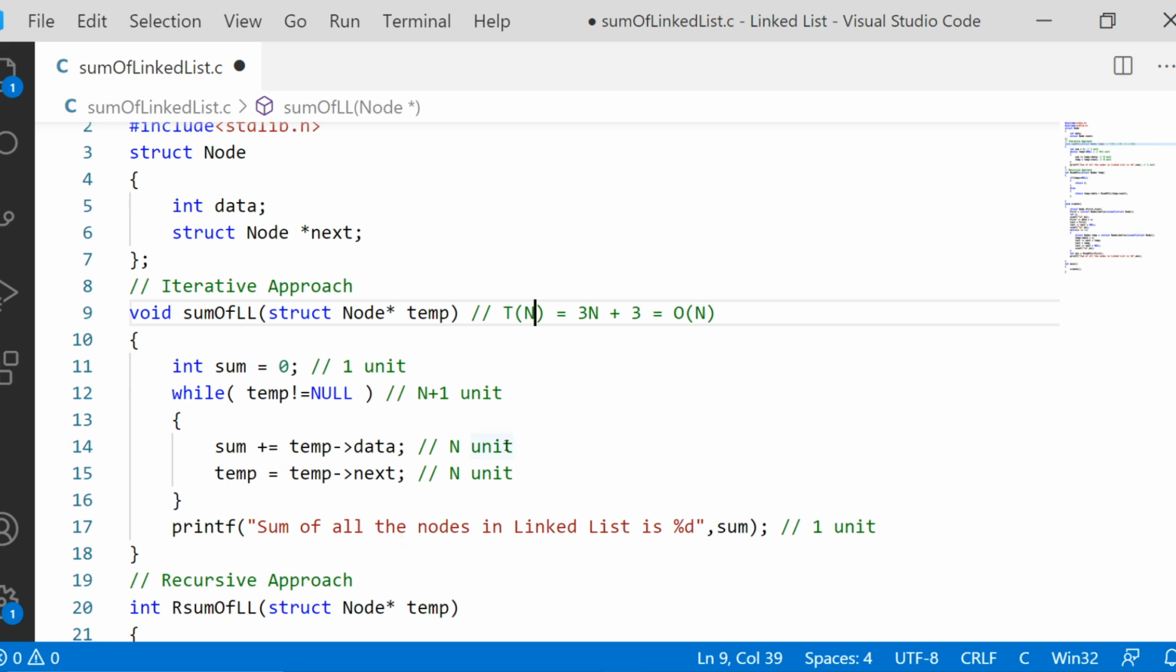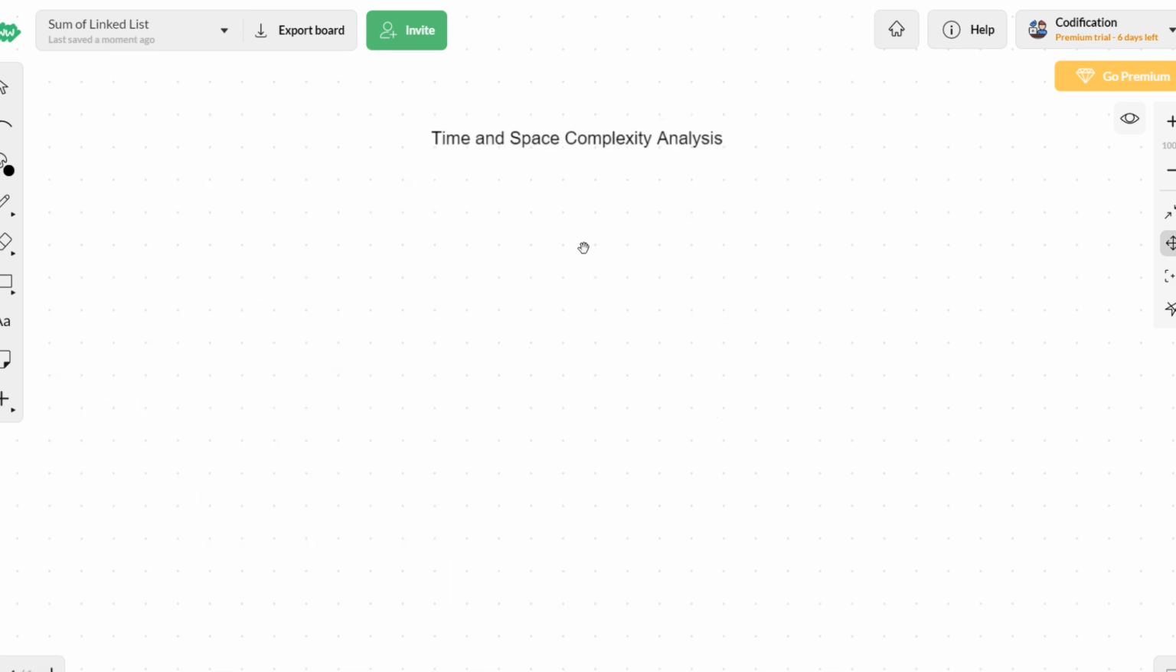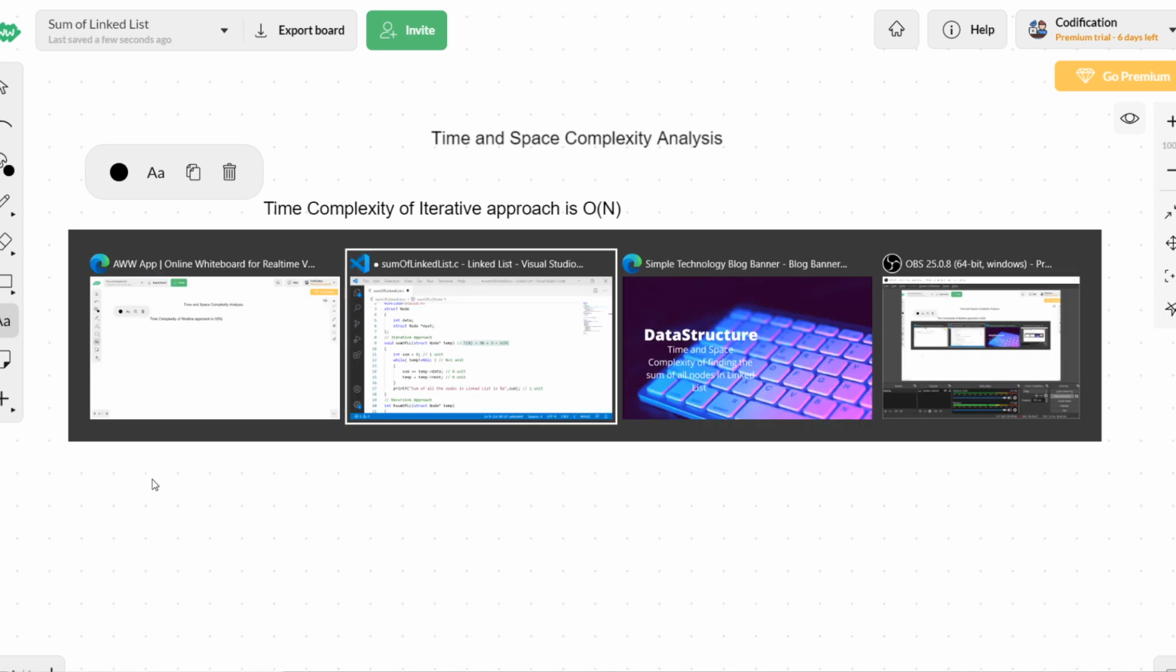Okay. Now let us also define this. This is the time complexity of the iterative approach. So here, coming to the time complexity part, the time complexity of the iterative approach is order of n. Okay, fine. Let us find the time complexity of the recursive approach also.